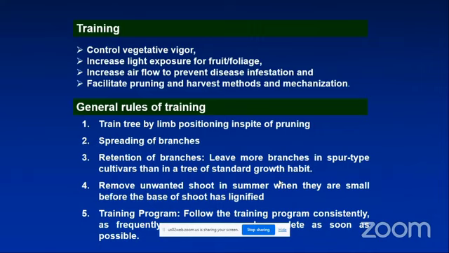Then how training affects. Training controls vegetative growth and vegetative vigor. It increases light exposure for fruit and foliage, facilitates pruning and harvest, and increases airflow. The general rule for it is limb positioning. This is very important: spreading of branches, retention of branches, removal of unwanted branches, training program.